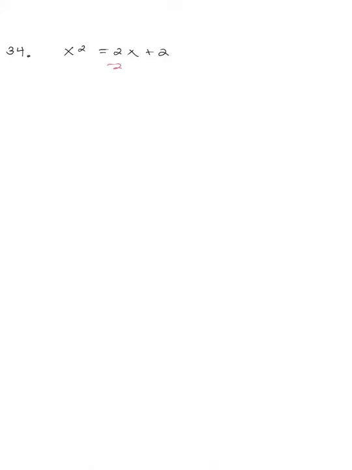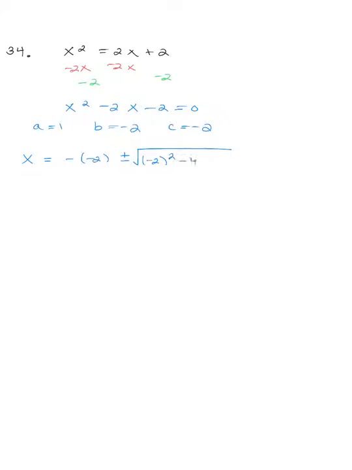Okay, so for this one, I'm going to subtract 2x from both sides. I'm also going to subtract 2. So we're changing this problem to x squared minus 2x minus 2 is 0, meaning a is 1, b is negative 2, and c is negative 2. My solutions would have to be negative negative 2 plus or minus the square root of negative 2 all squared minus 4 times 1 times negative 2, all divided by 2 times 1. Let's simplify this. All right, so we get 2 plus or minus the square root of 12 all divided by 2.